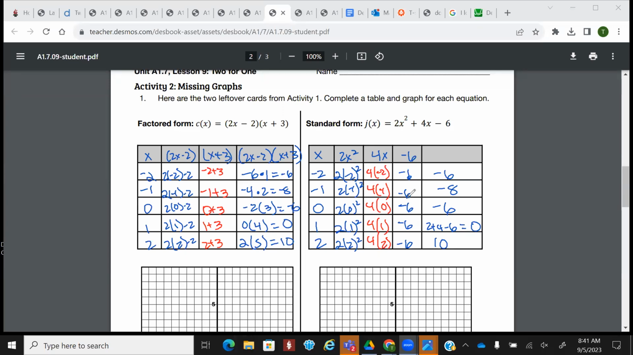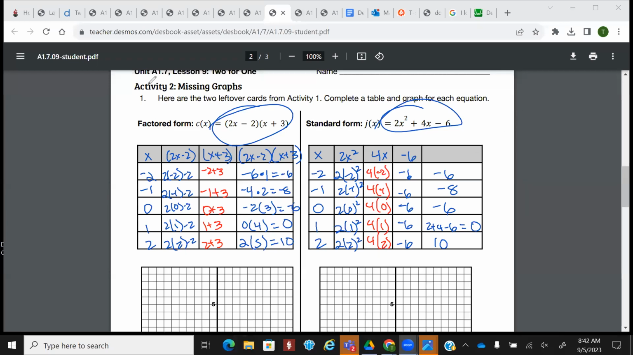Hey, do you notice anything between these two tables? They're the same. Okay, so again, this is the standard form. This is the factored form. They both have the same answer. So if you actually graph both of these, they would overlay. They would lay on top of each other. So what's similar? They are the same graph. What's different? They're written in two different forms.